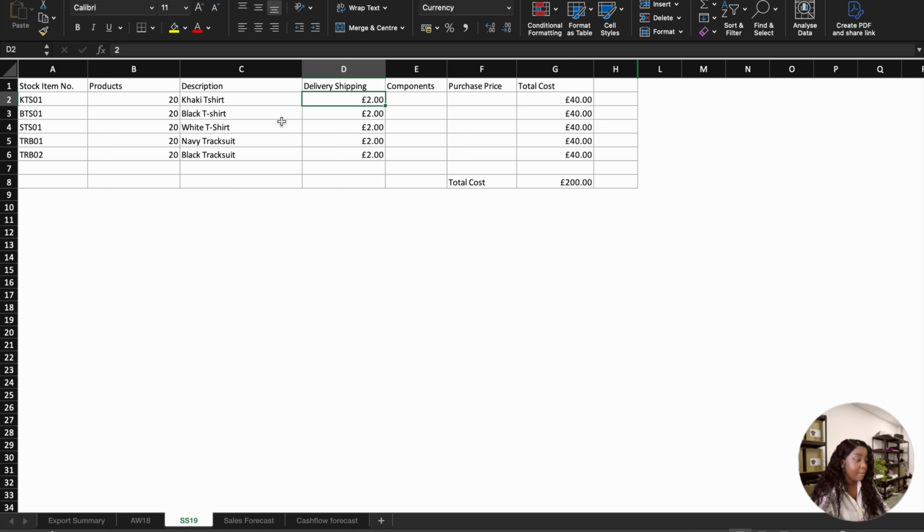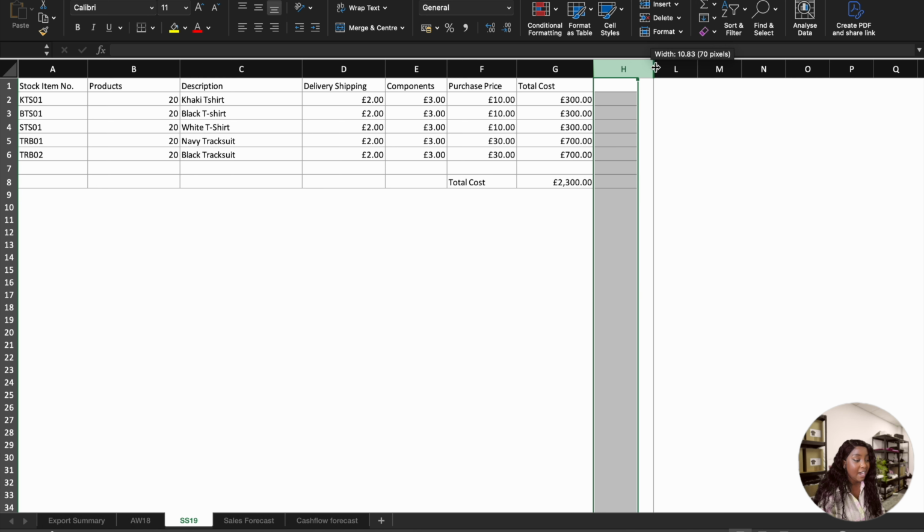So here I'm popping in how much the delivery fee per garment is going to be. Then additional components would probably be like your tags, your hang tags, stuff like that. And then here under purchase price is going to be how much it is to actually produce, purchase this garment. So I'm just going to put £10 for the t-shirts, and then £30 for the tracksuits. These prices are not accurate at all. So as you can see, this populates the total cost to purchase 20 t-shirts, and this box adds up how much it is to purchase my entire stock. So this is the important figure that we're going to be working with.